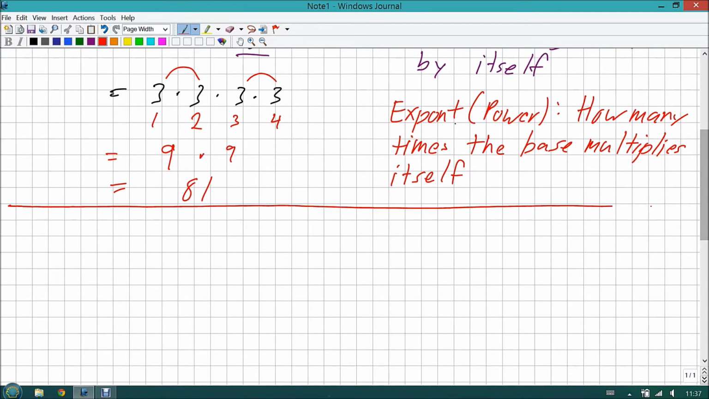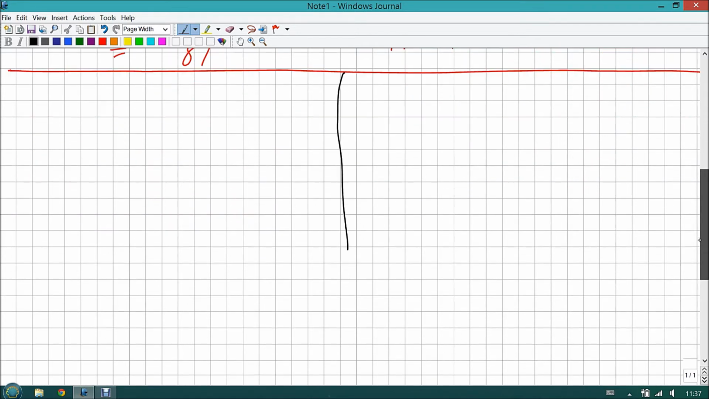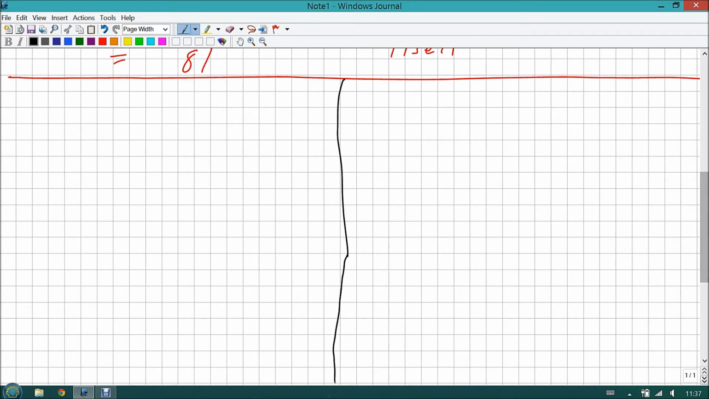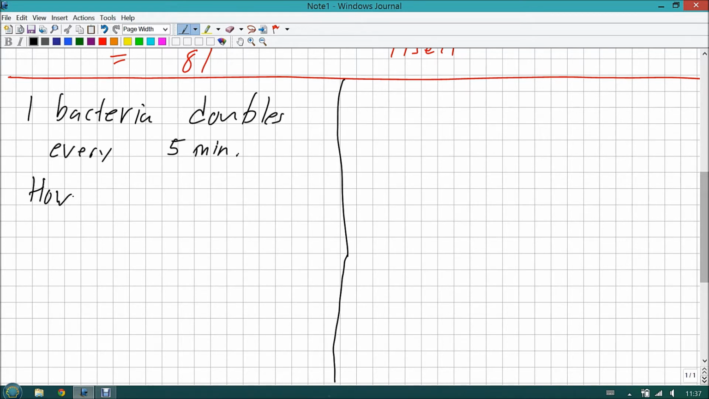For an example, let's say that we have a biological experiment going on with bacteria. And when we start out, we have 1 bacteria. And that bacteria doubles every 5 minutes. So every 5 minutes, the number of bacteria in our petri dish doubles. So the question becomes, how many bacteria do we have after 30 minutes?